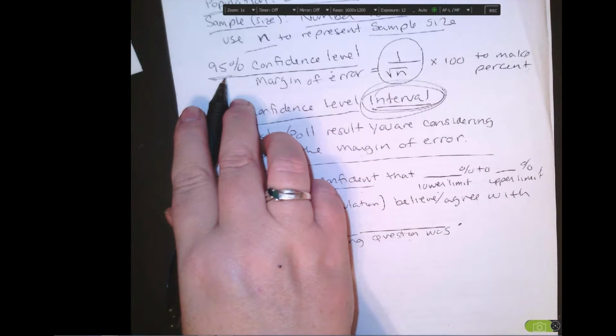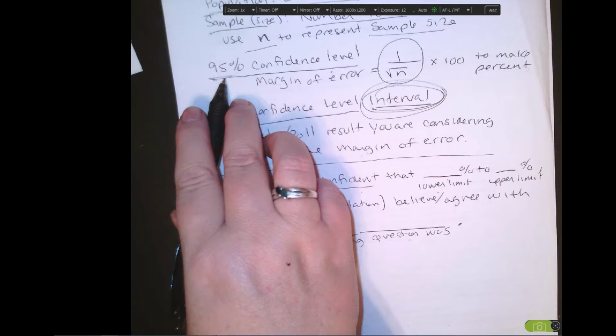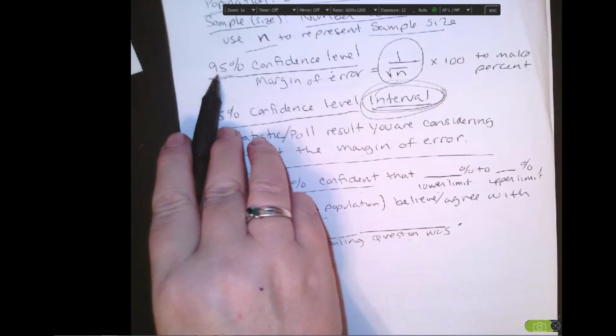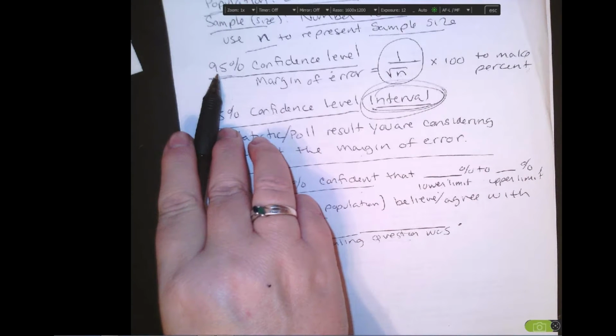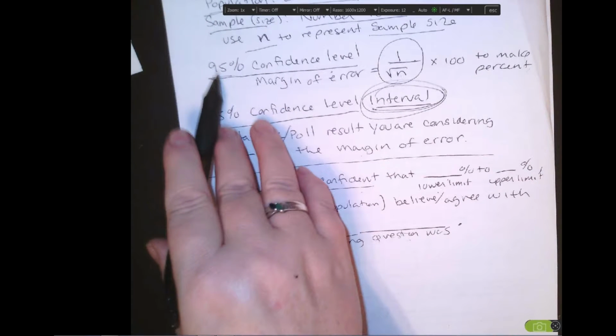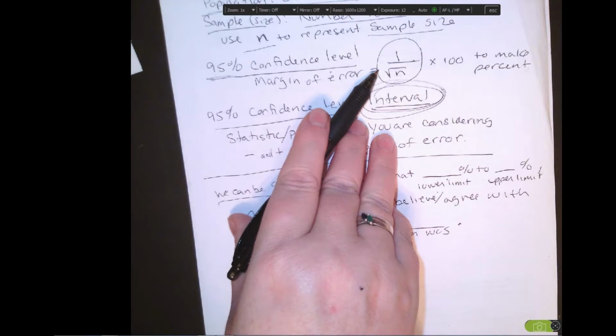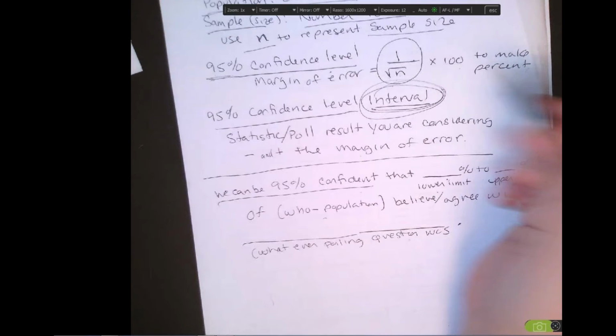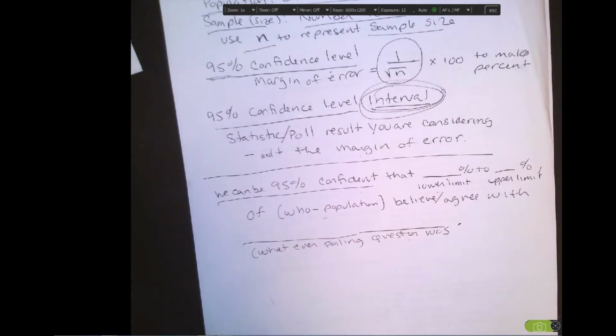Now, margin of error: to be 95% confident that your statistics are correct, you use the margin of error 1 over the square root of N. We only do 95% confidence level in this course. In real statistics, you can find the formula for a 99%, a 90%, a 93%. We only do 95%, and this is the formula: 1 over the square root of N. To make it a percent, you just multiply by 100 or move the decimal 2 places. Then you come up with your 95% confidence level.